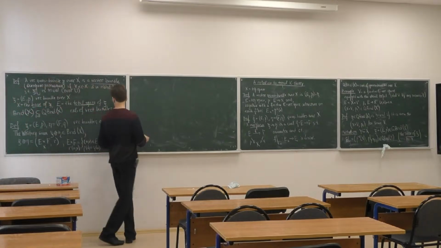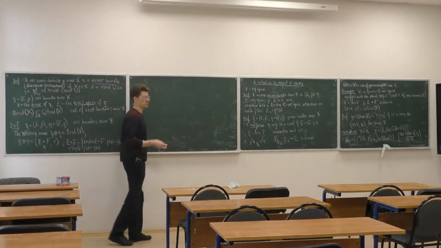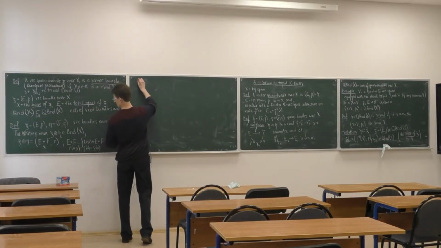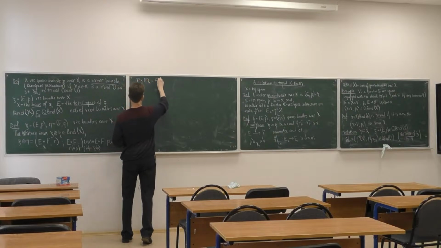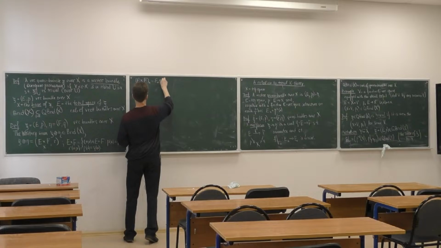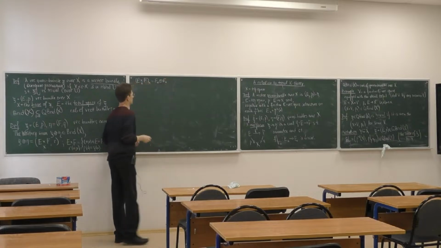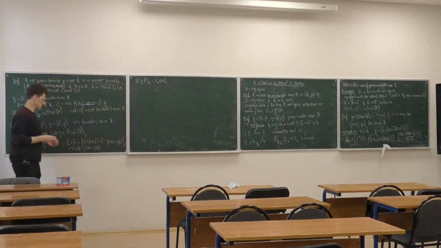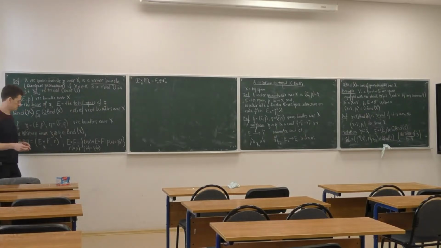So this is easily seen to be a quasi-bundle over X. The fiber of this quasi-bundle at every point is just the direct sum of the fibers, E_x plus F_x. And it's a simple exercise to show that this is indeed a vector bundle. That is, if xi and eta are locally trivial, then the Whitney sum is also locally trivial.